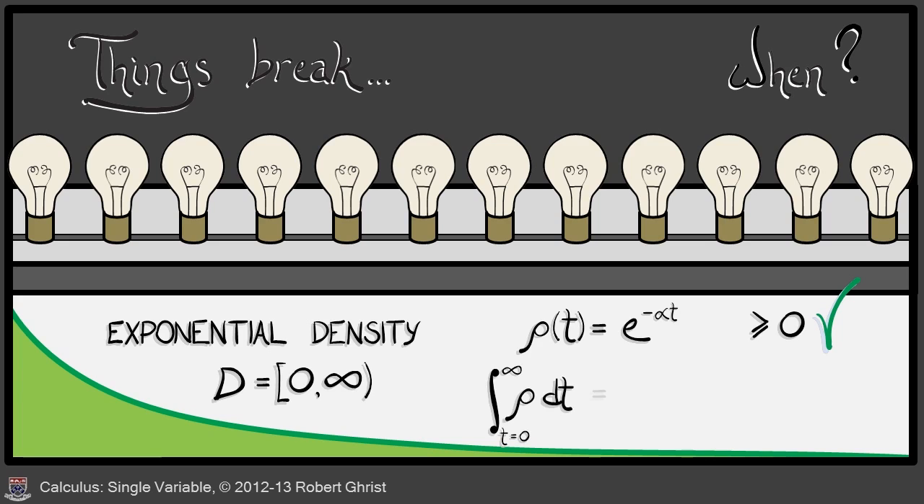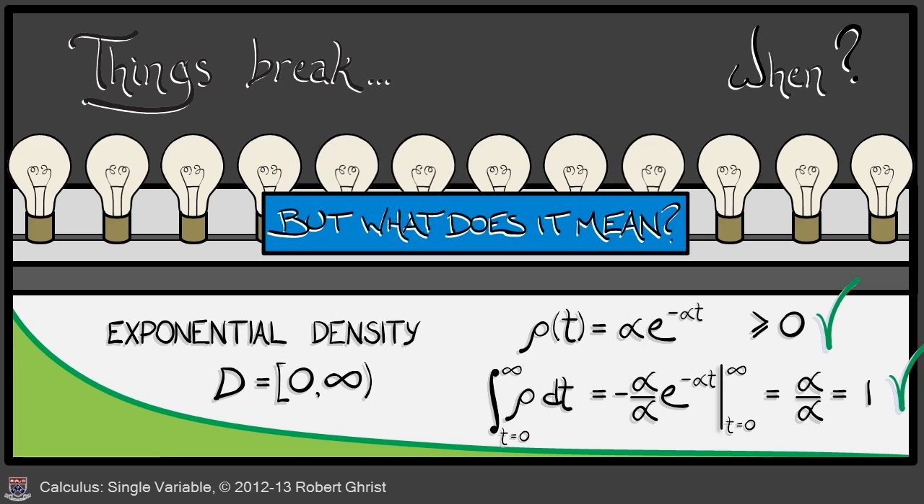Well, integrating an exponential function is easy enough. This gives e to the minus alpha t times negative 1 over alpha. Evaluating from 0 to infinity, we get 1 over alpha. This is not going to work unless, of course, alpha is equal to 1. So, what we could do is modify the PDF by adding a coefficient of alpha out in front. If we do that, then the integral is going to be equal to 1.